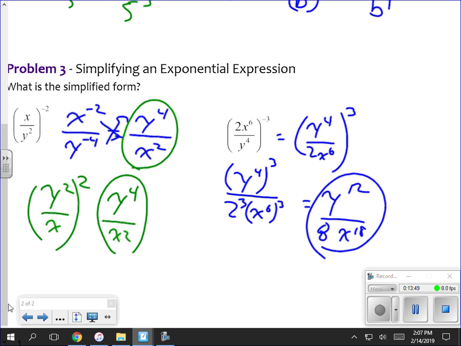If you distributed the negative 3 first and then flipped everything over because it was negative, you'd still get the same answer in the end. Okay? Any questions on that?